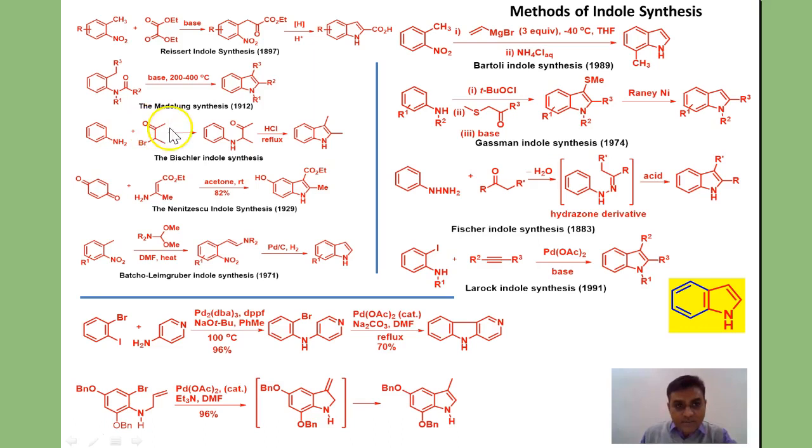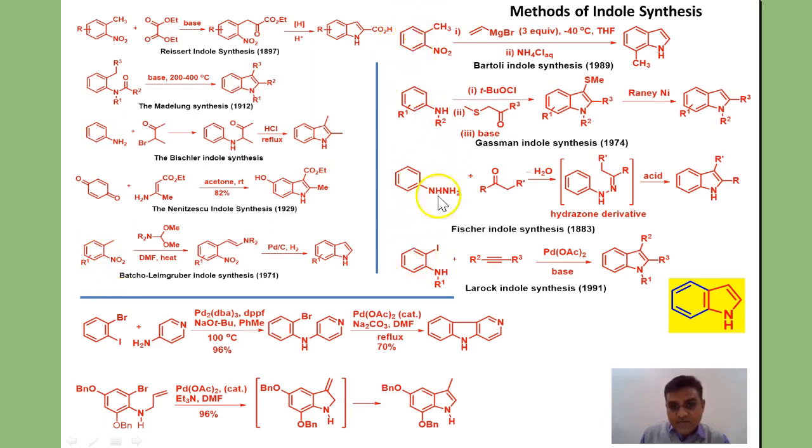Now, this is a summary, or we can say a chart, demonstrating the various methods of indole synthesis. These are the Reissert, Madelung, Bischler, Nenitzescu, Batcho-Leimgruber, Bartoli, Gassman, Fischer, Larock, and this is a modern method for the synthesis of indole using cross-coupling reactions. Now, in this chart, one thing is very common: we have to start with appropriately substituted benzene rings. In these 3 cases, the substrate is again a substituted benzene ring.